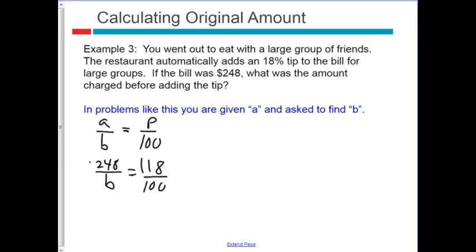So I cross multiply again. 248 times 100 just gives me 2 zeros at the end. equals 118B.